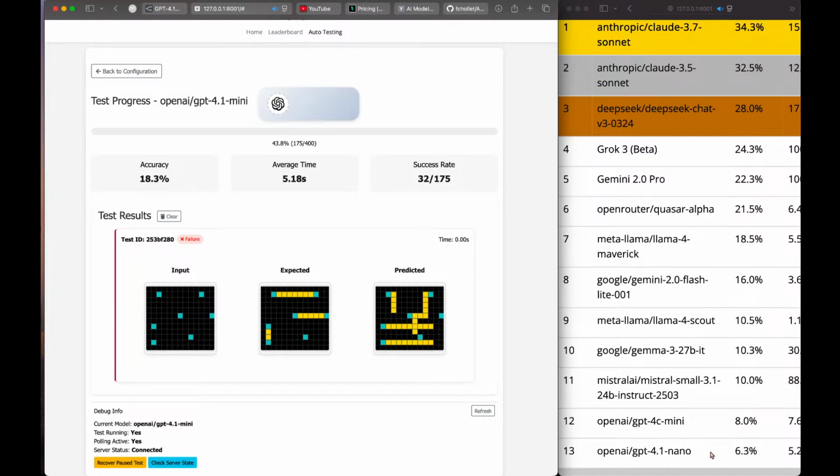Then we can see Nano performed way worse than GPT 4.0 mini. 4.0 mini was at 8% and this is at 6.3%.